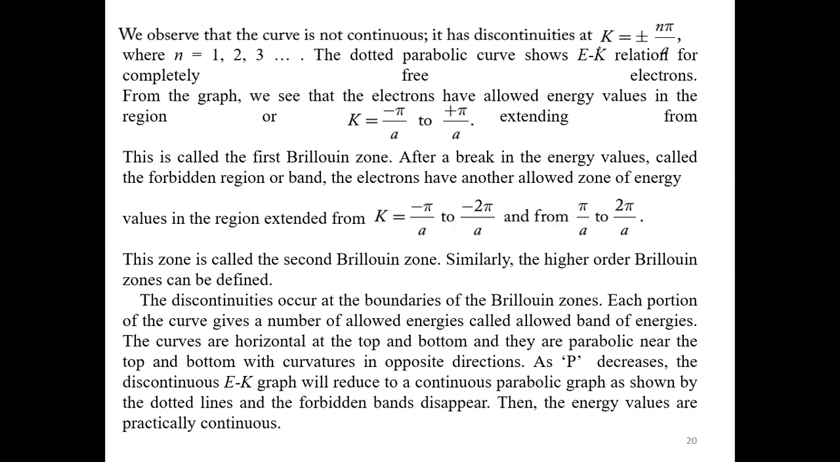So that means it is discontinuous at K equal to ±nπ/a. When the K value lies between this, it is called the first Brillouin zone. And when the K values lie between -π/a to -2π/a, or this, it is called the second Brillouin zone. Similarly, higher order Brillouin zones can be found.